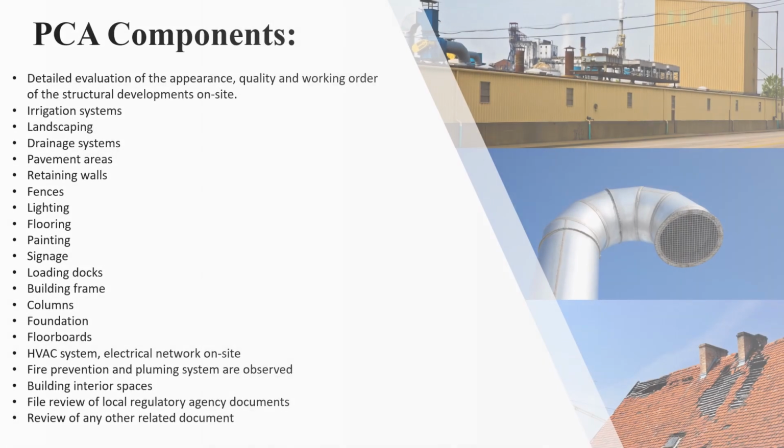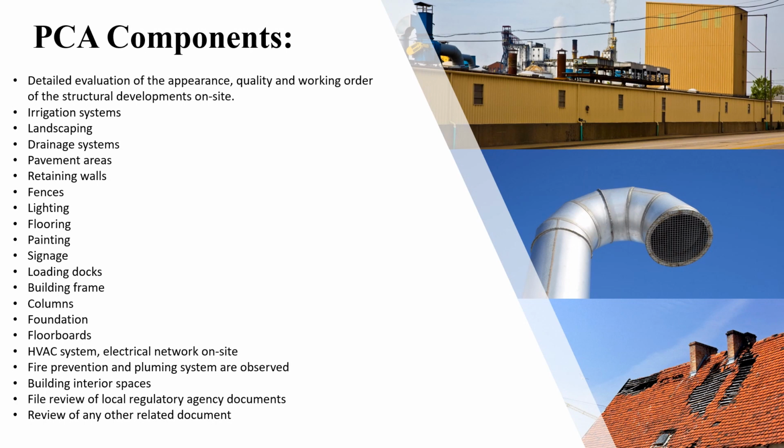A PCA report comprises a detailed evaluation of the appearance, quality, and working order of the structural developments on site. And some observations and notations must be on the basis of reasonable presumption and professional opinion. Overall ground inspections include irrigation systems, landscaping, drainage systems, pavement areas, retaining walls, fences, lighting, flooring, painting, signage, loading docks, and more. Structural inspections may occur, but are limited to the available and visible structural components of a building, such as the building frame, columns, foundation, and floorboards.